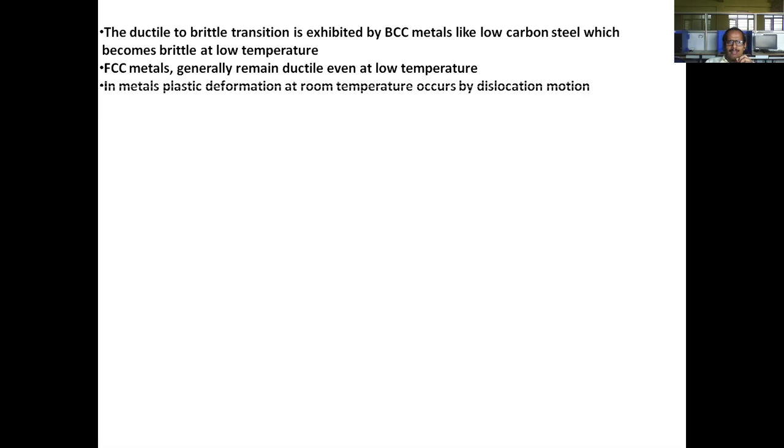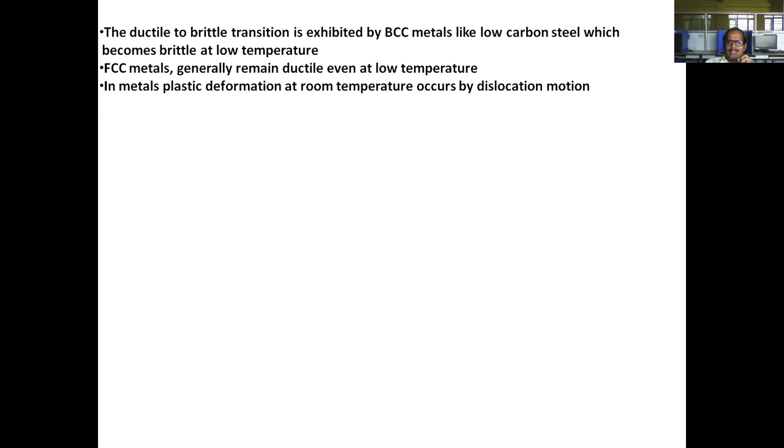So this ductile to brittle transition is exhibited by BCC metals, body centered cubic metals like low carbon steel, which is usually brittle at low temperature. With FCC, this is not the case. FCC metals remain ductile even at low temperature.